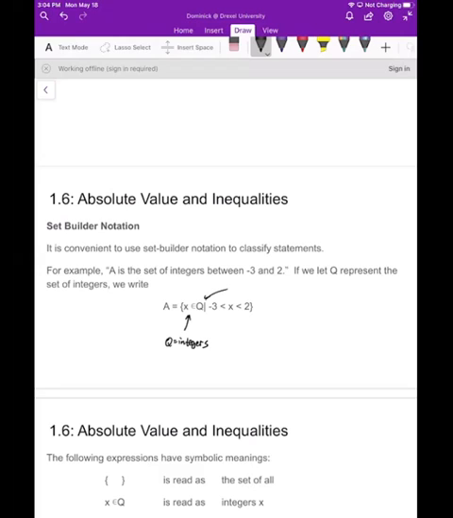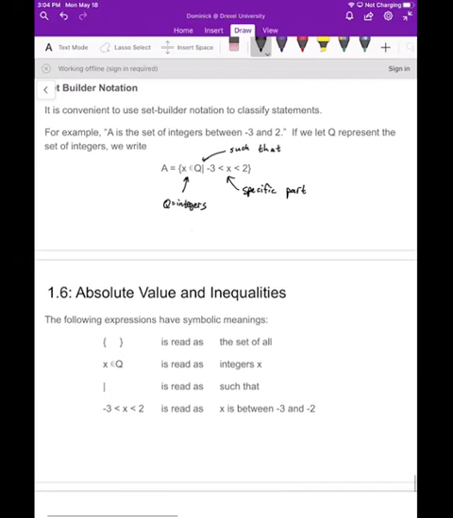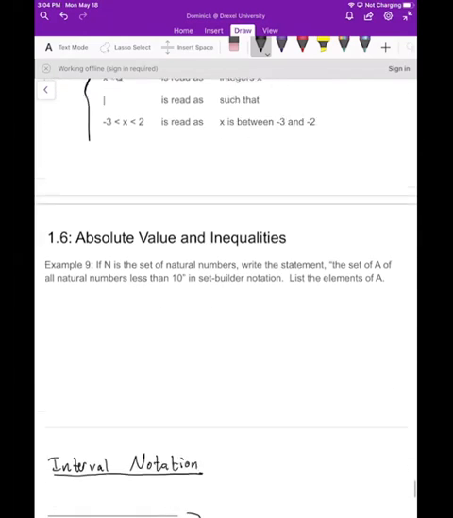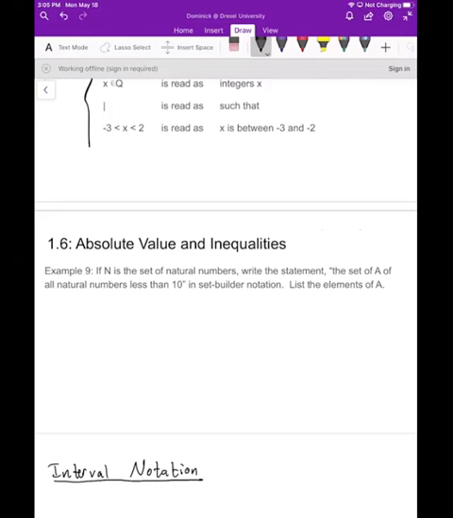This vertical bar here means such that, and then this is the specific part that we want. So this literally reads, A is the set of all X in Q, meaning the set of all integers, such that those integers are between -3 and +2. And that's what this is all explaining here. All right, so let's do a quick example of set builder notation, and then we'll talk about the last topic in this video, which is what's called interval notation.